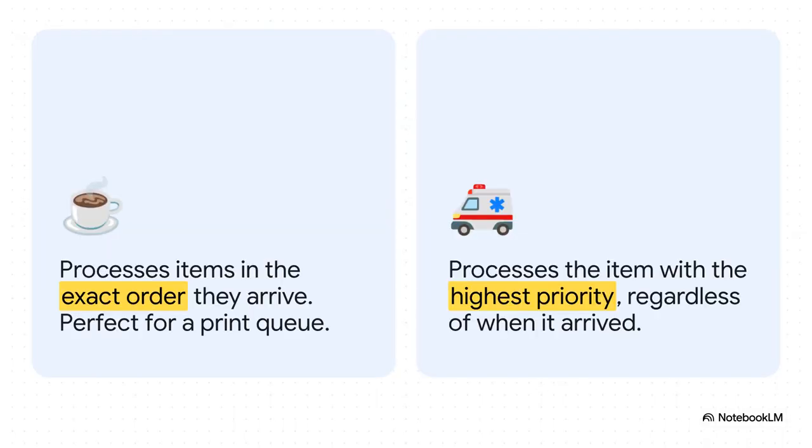But here's the twist. Not all lines are created equal. A standard queue, that's our fair and square coffee shop. First come, first served. But sometimes you need a priority queue, which acts a lot more like an emergency room. It doesn't matter when you got there. The most critical patient is getting seen first. This is exactly what a computer's operating system does, handling urgent background tasks before it bothers with your less important ones.